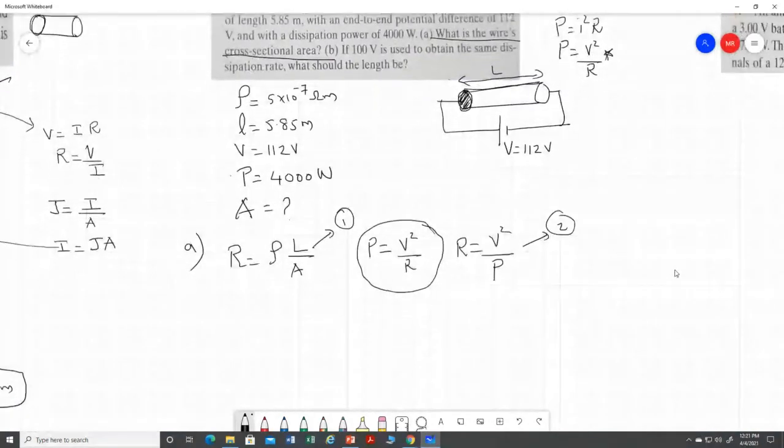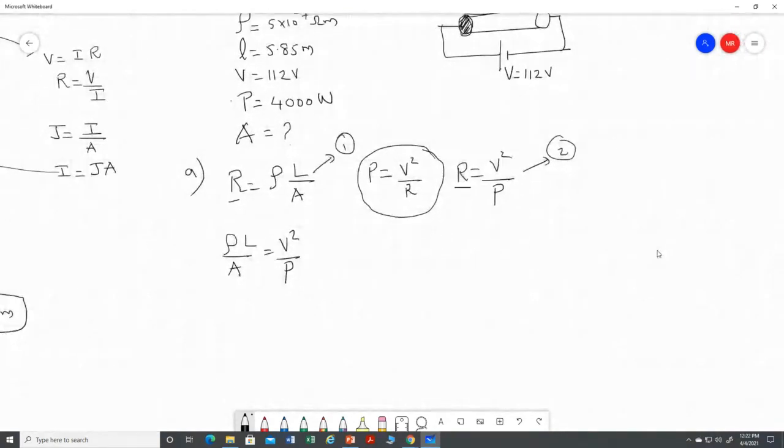Clear, my dear? Okay, now I'm going to equate equation number 1 and 2. My left hand side of the equation, both are exactly resistance, so I can equate with the right hand term. So what is in the right hand side? I have rho L over area, which is equal to V square over P. Am I right? Now we are going to find the area, that means the cross section of the area.